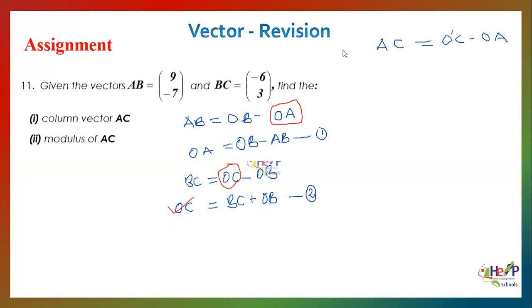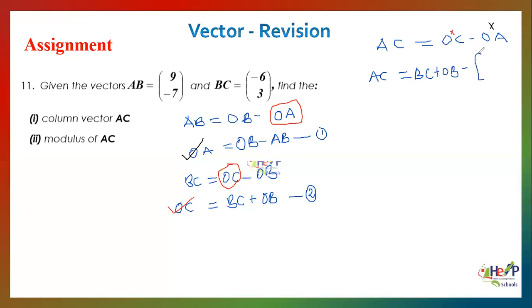So I'm going to get this OC, I substitute it here. And then I'm also going to get this OA and substitute it here for me to get AC. This is what I'm going to do. My AC is then going to be the same as OC is here, which is BC plus OB. The whole of this, I am now subtracting OA.